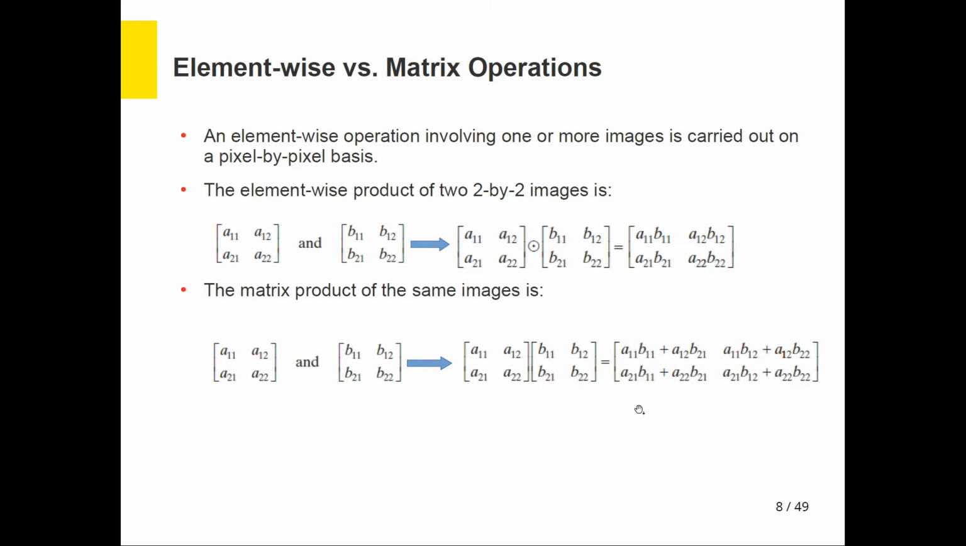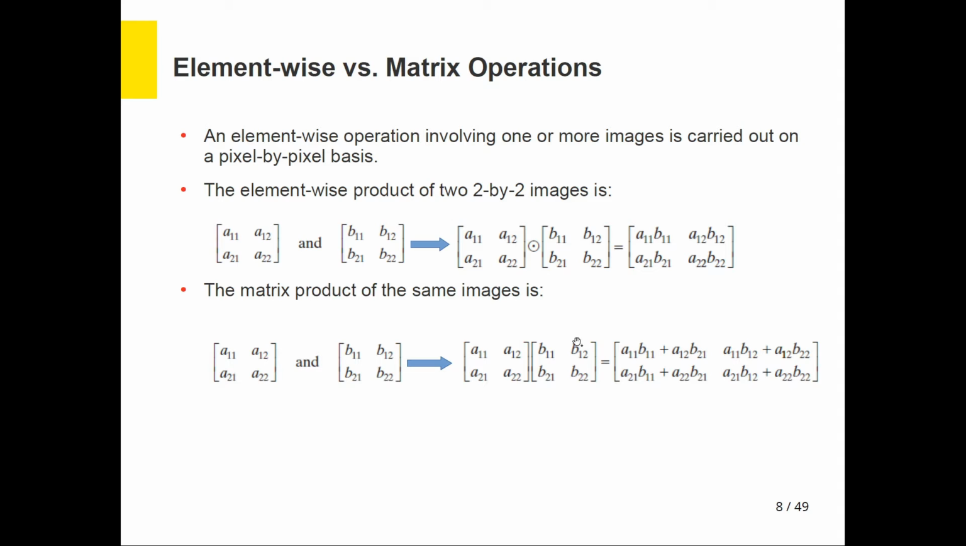So now let's talk about another concept that is very useful in image processing applications, and that is the difference between element-wise versus matrix operations. An element-wise operation involving one or more images is carried out on a pixel by pixel basis. Let's just see an example of how this works. Let's assume we have two images that are each of size 2 by 2 pixels. This can be considered as the first image, and this can be considered as the second image.